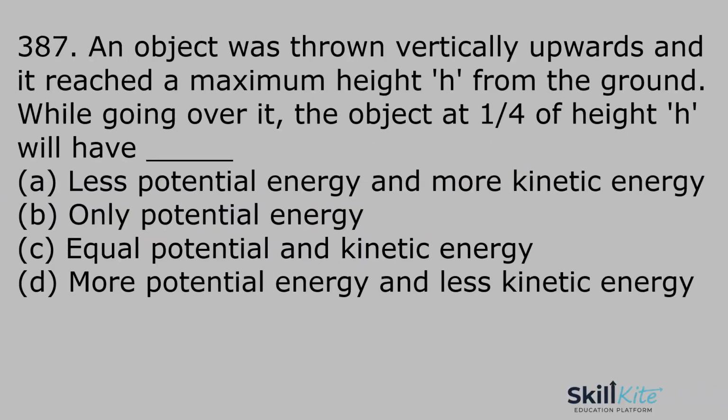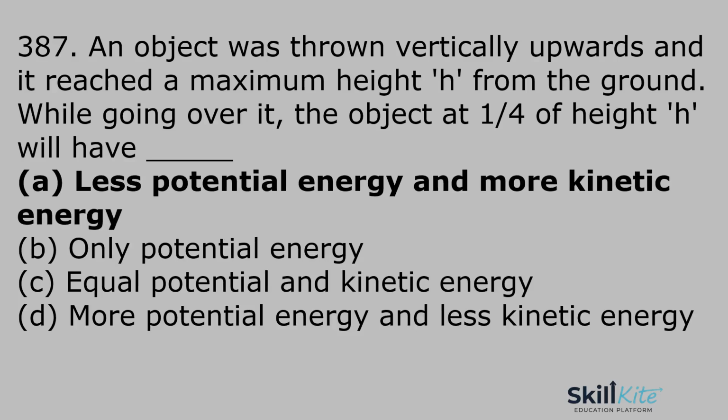An object was thrown vertically upward and it reaches a maximum height h from the ground. While going up, the object at 1/4 of the height will have less potential energy and more kinetic energy.